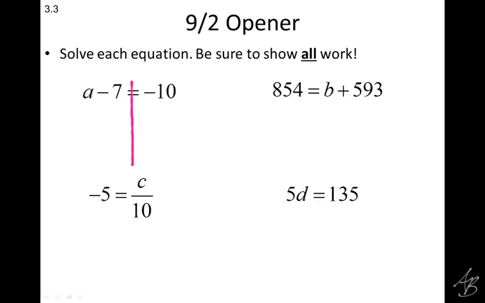All right, what's the other thing? We're going to circle the variable. This is a reminder that we want to get the variable by itself. We want to get that a by itself so we can figure out what the value of a is.